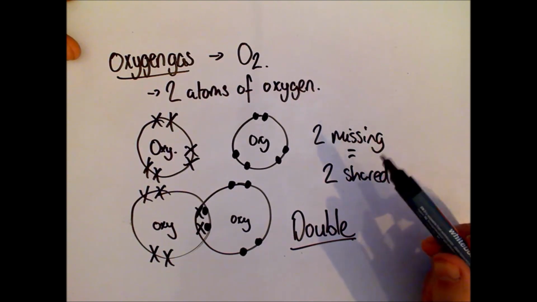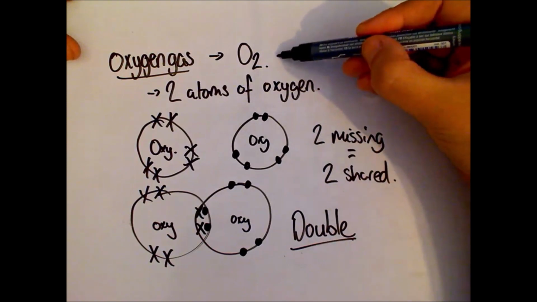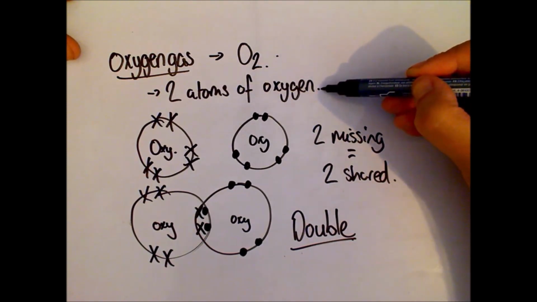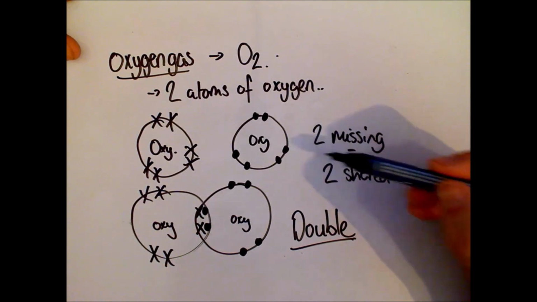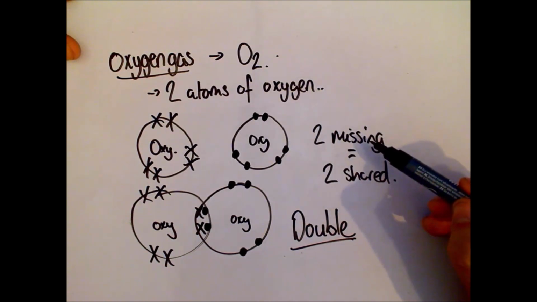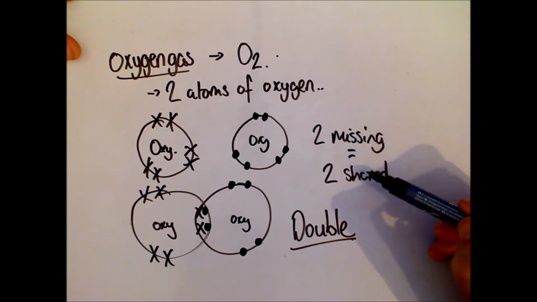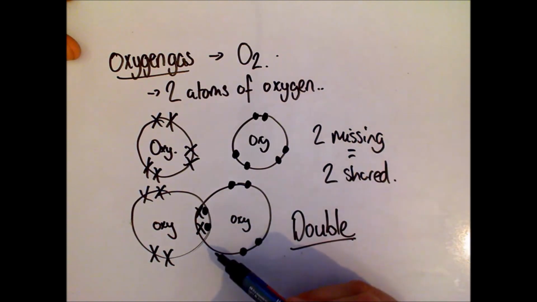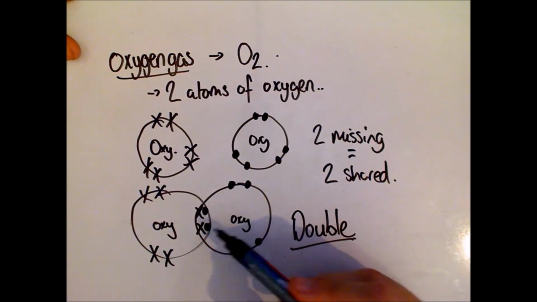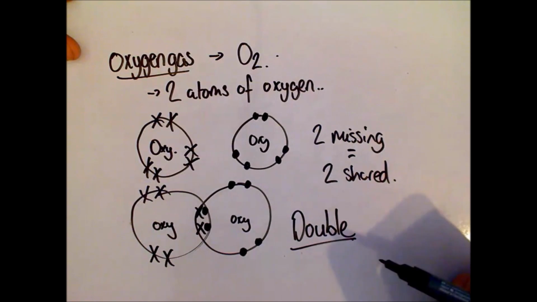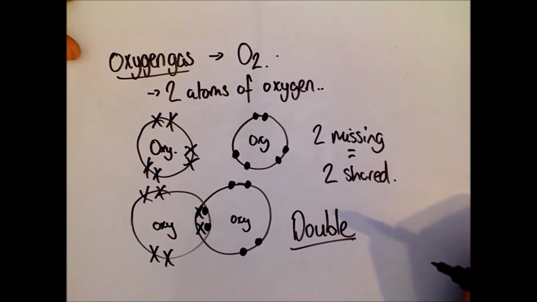Alright, so when you're doing this, you just need to follow these steps. Look at the formula, write out the atoms that you have, draw those atoms, see how many each atom is missing from its outer shell. That will tell you how many they need to share. Draw them overlapped and put in the number that each one needs to share. That will give you your covalently bonded molecule.